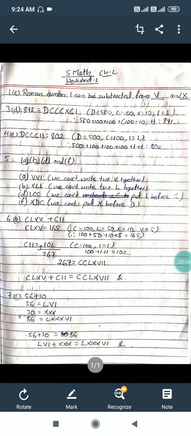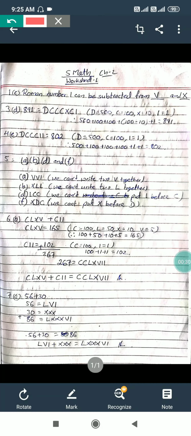We are doing mathematics chapter number 2, Roman numerals, and we have completed the chapter. Today we will start doing progress worksheet number 1. Here we will get some questions in mental mathematics. Question number 1, fill in the blanks. Here I have done one for you.